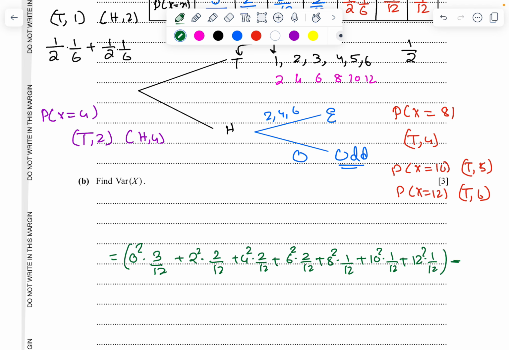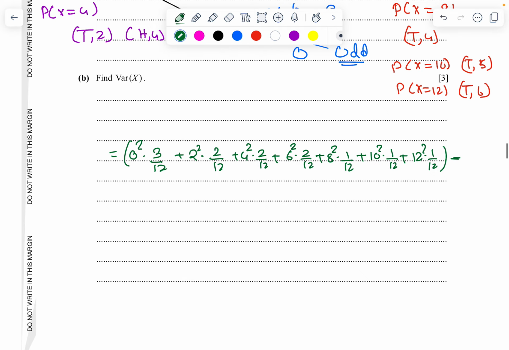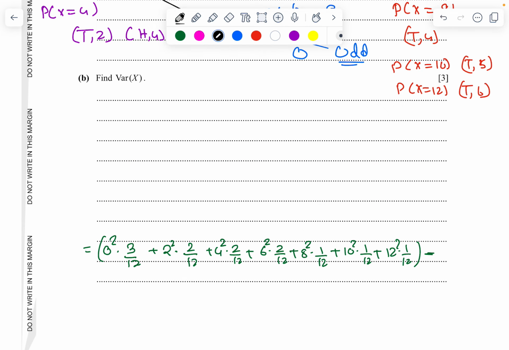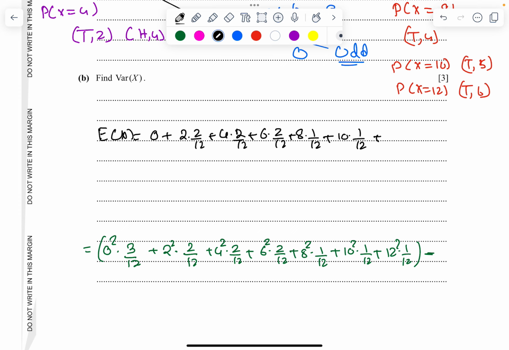minus the expected value whole square. So what am I going to do? First find the expected value over here. So I am going to find the expected value of x, which is 0 plus 2 times 2 upon 12 plus 4 times 2 upon 12 plus 6 times 2 upon 12 plus 8 times 1 upon 12 plus 10 times 1 upon 12 plus 12 times 1 upon 12, which is going to be 4.5. So minus 4.5 square, which is going to be 14.75. That's going to be the answer.